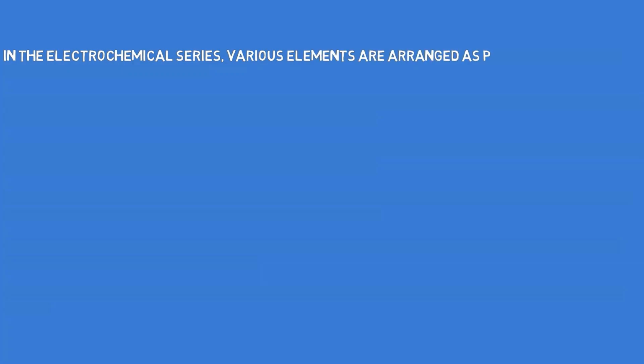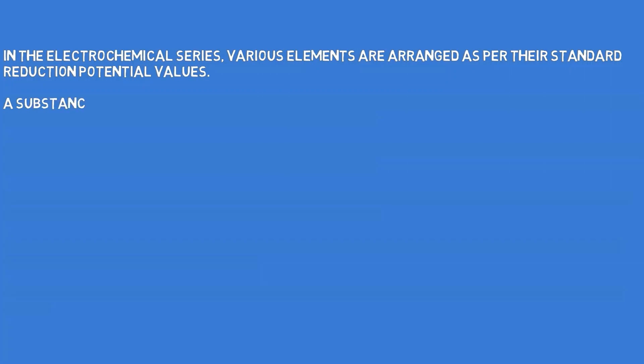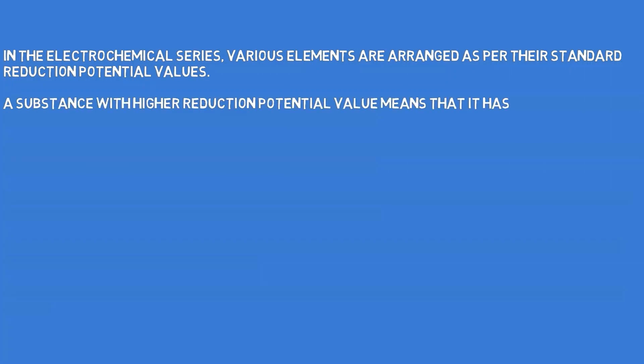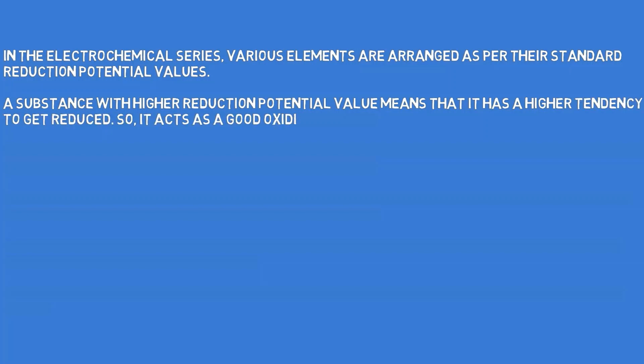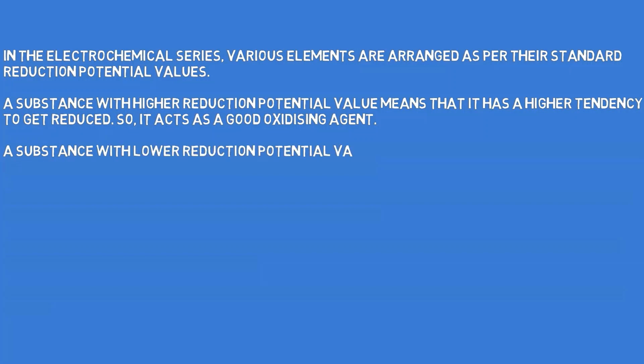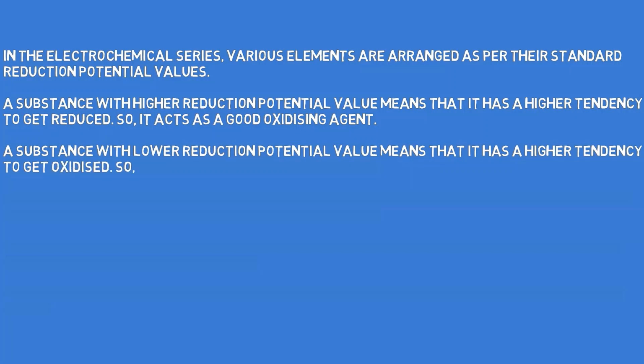In the electrochemical series, various elements are arranged as per their standard reduction potential values. A substance with a higher reduction potential value has a higher tendency to get reduced, so it acts as a good oxidizing agent. A substance with a lower reduction potential value has a higher tendency to get oxidized, so it acts as a good reducing agent.